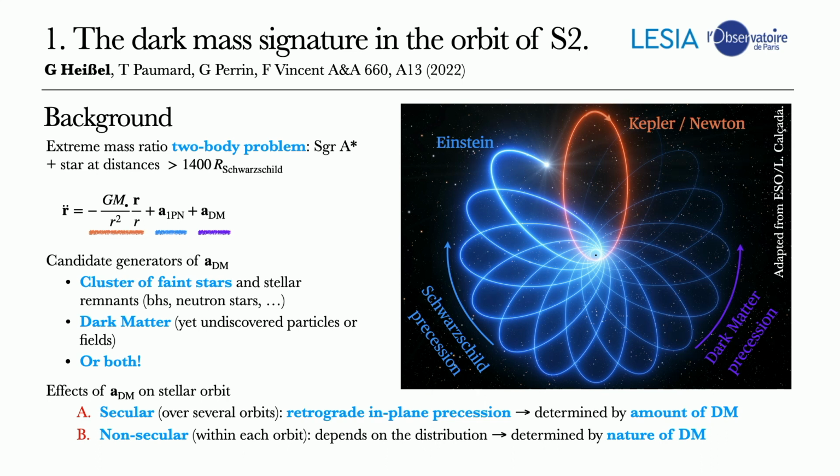Yeah, and the net effect if you have distributed matter on a stellar orbit is that over many orbits it accumulates again a precession, however, it goes retrograde, so it counters the Schwarzschild precession. But in addition to these effects which accumulate over many orbits, depending on the dark matter you have, you also get effects within one orbit, so depending on which type of dark matter you have, a different distribution, and you would see each single ellipse here having a slightly different shape.